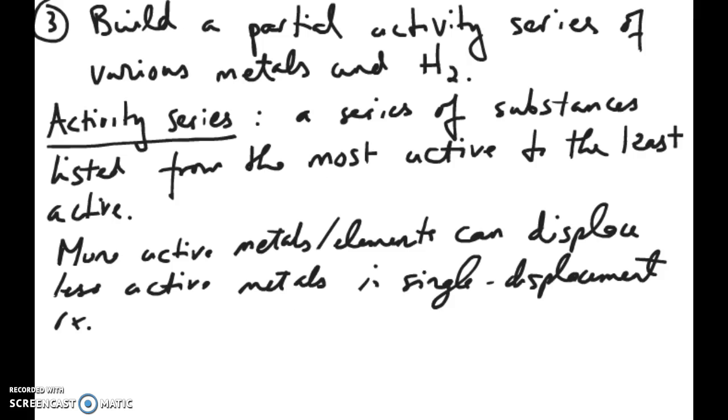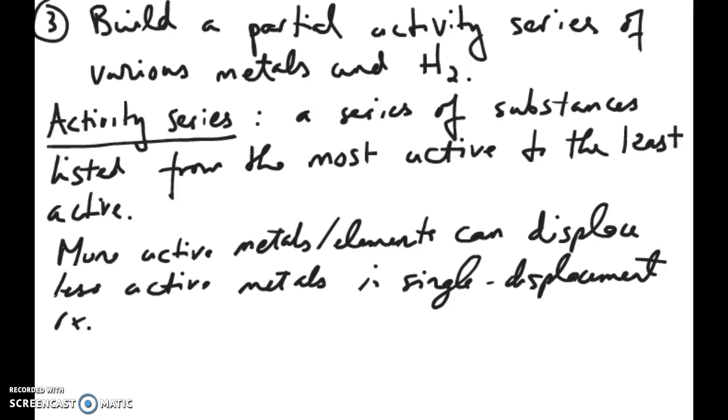Now I do want to spend a little bit more time talking about part of the lab report that asks you to build a partial activity series for various metals and hydrogen. Okay, so activity series, as you remember from topic 4, is basically a list of substances ranked by their activity. And what we mean by that is an element or a substance that's more active is put on top of that list, and then the ones that are less active are put at the bottom of that list.